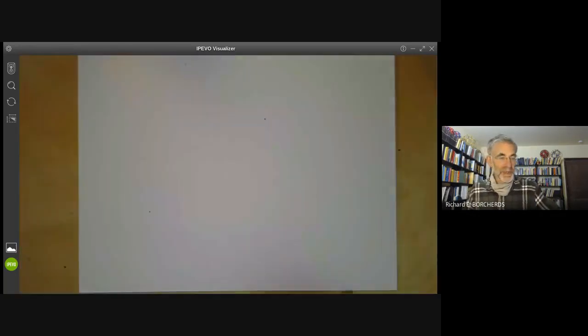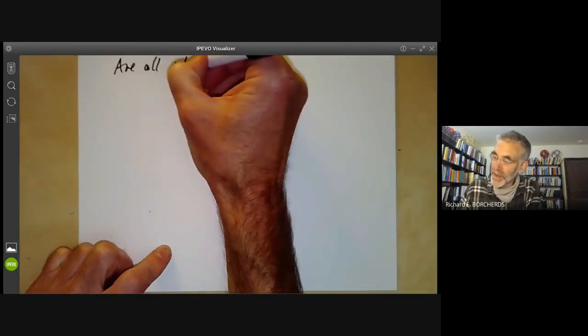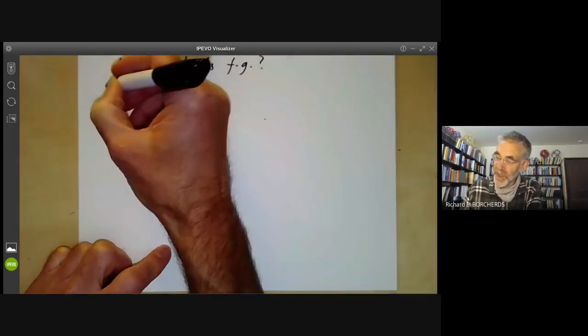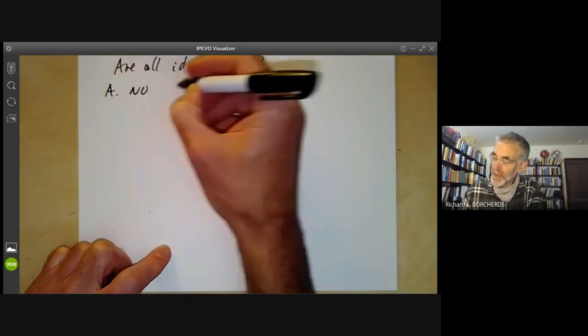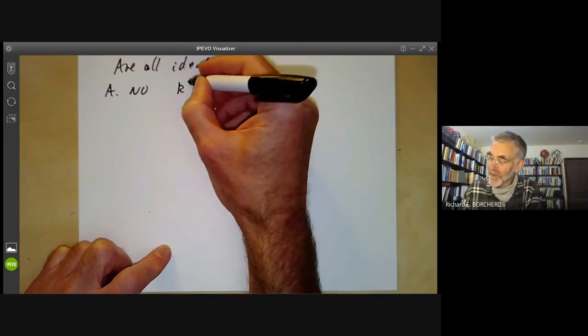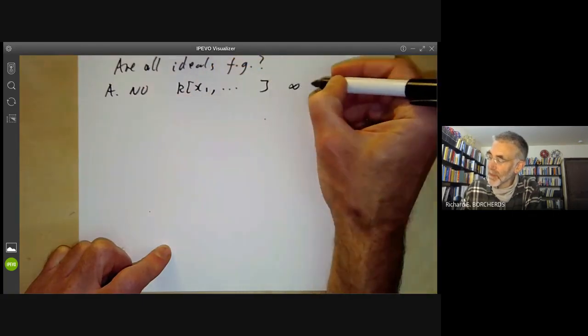Next, Hilbert showed that polynomial rings have the property that every ideal is finitely generated. This isn't true for all rings, so we can ask, are all ideals finitely generated in any ring? And the answer is no, and this is quite easy to say. All you do is take a ring of polynomials in infinitely many variables.